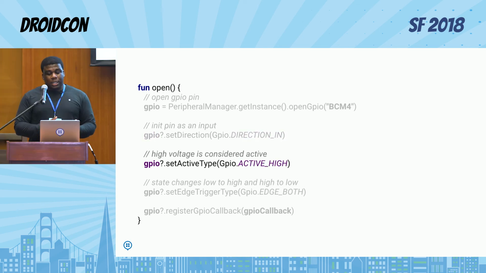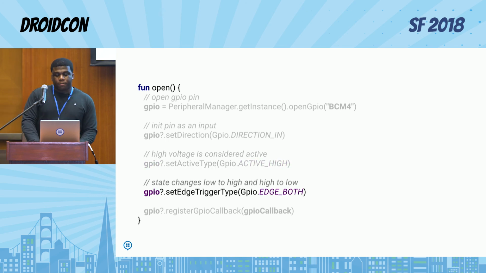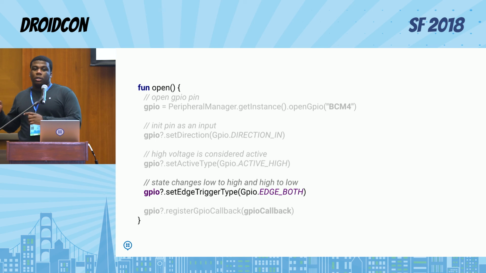And we're going to set the active type. In general, when you're working with GPIO, it could be either high voltage or low voltage. With the motion sensor, whenever it's high, it's considered active. That means that it detected someone. And for the edge trigger type, I'm putting both. So whenever it changes from low to high, we'll get a callback, and whenever it changes from high to low, we'll also get a callback.